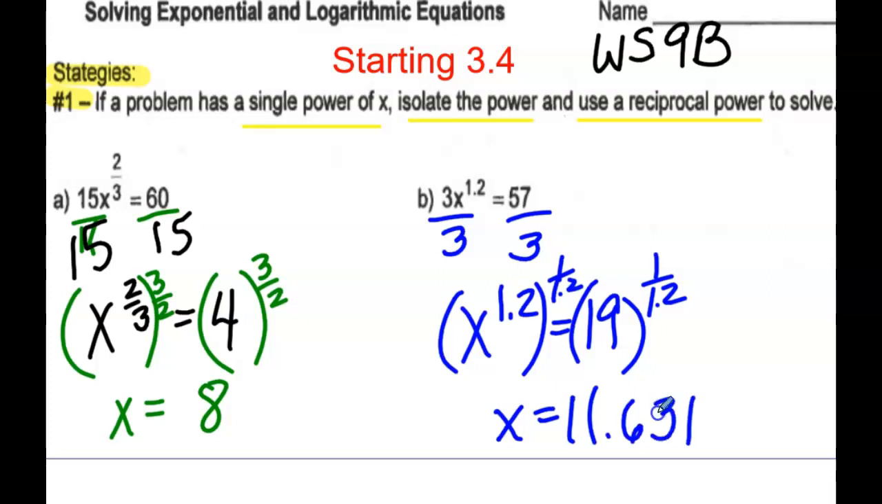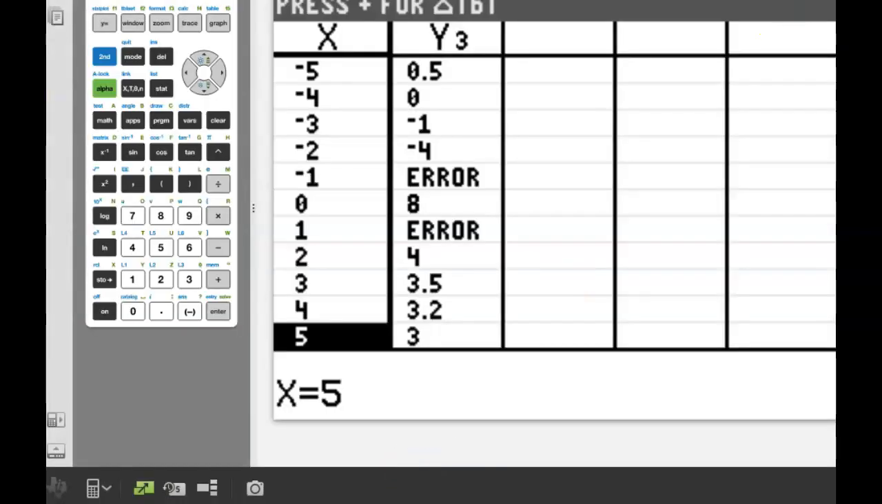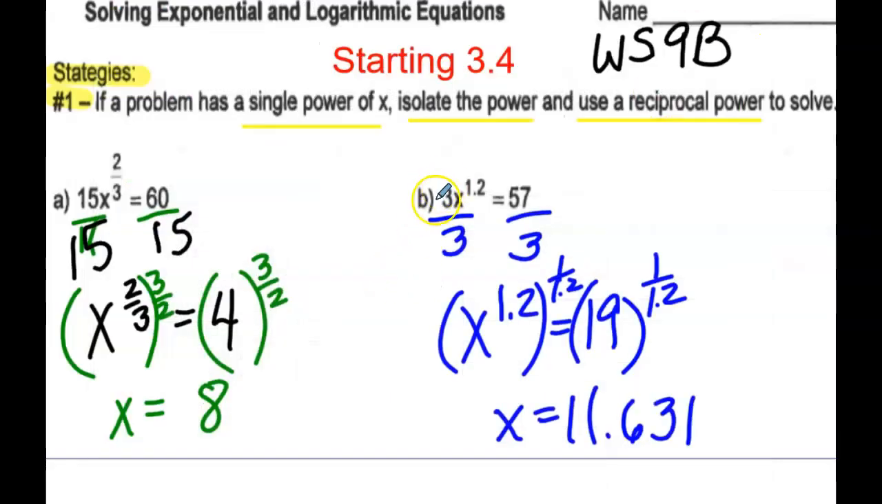Anybody have a question? Need me to show it on this calculator? If we were to plug it back in, the less decimal places we use, the less close we're going to get to that answer. Let me show you what I mean. Can you type 3 times 11.6? If you just put 11.6, go 3 times 11.6 to the 1.2. Can you try that on your calculator?